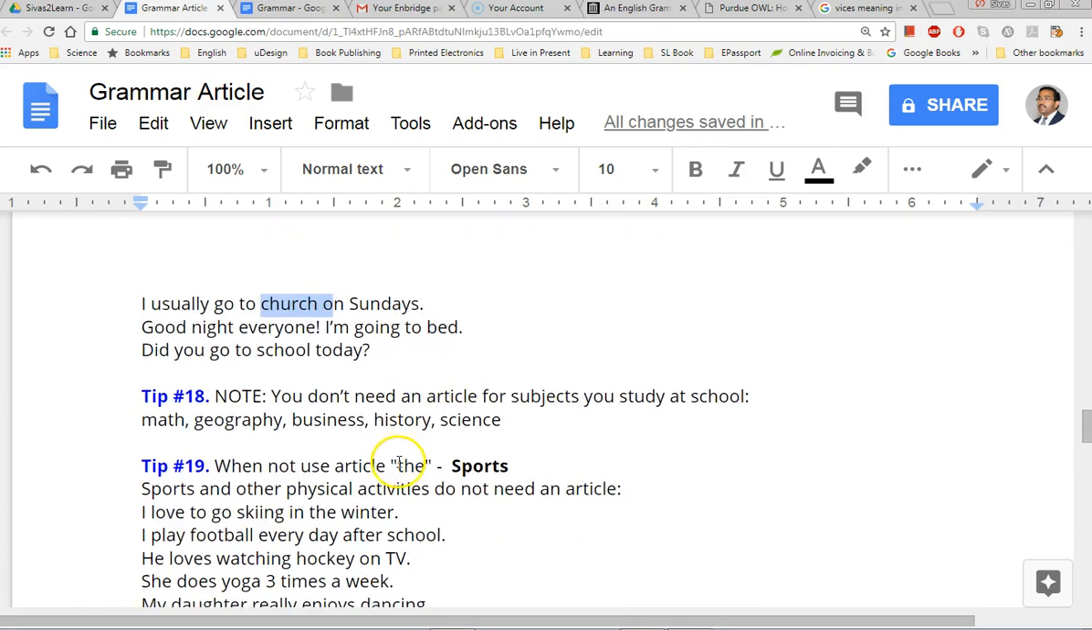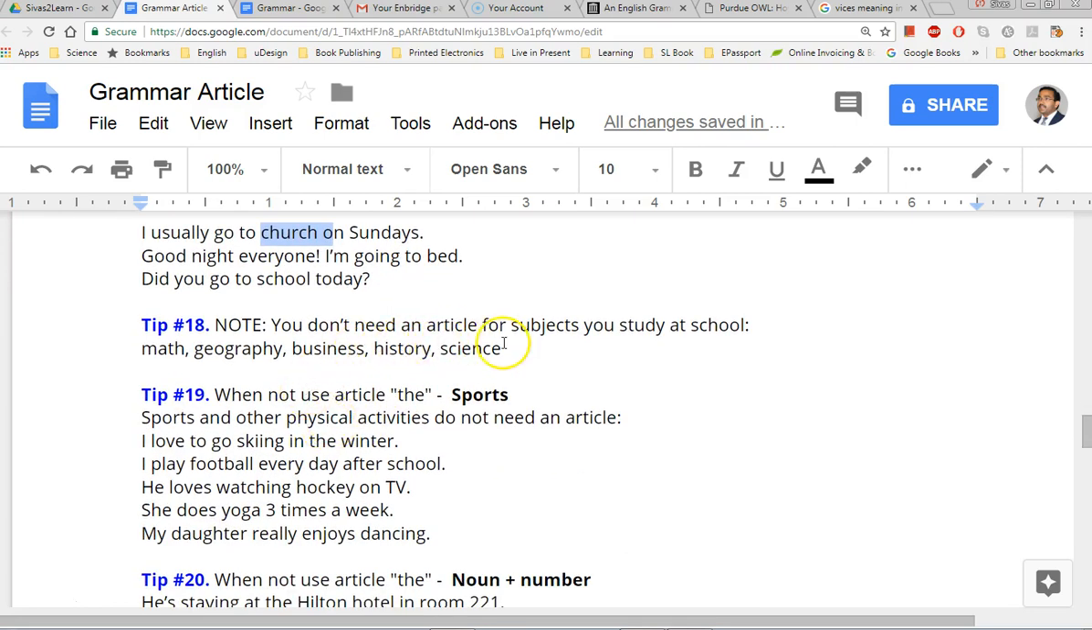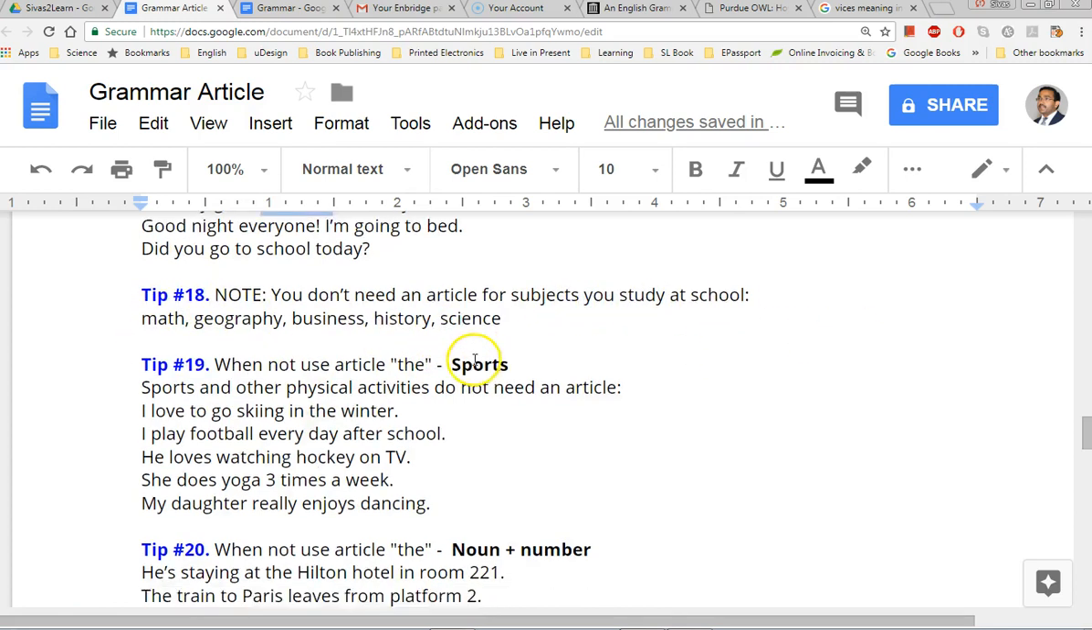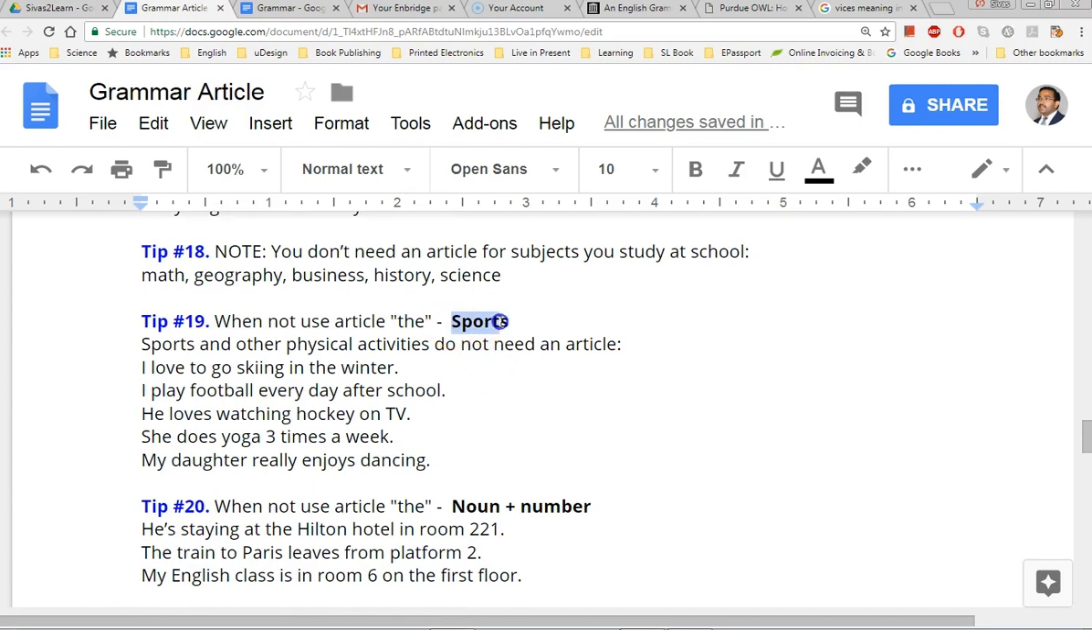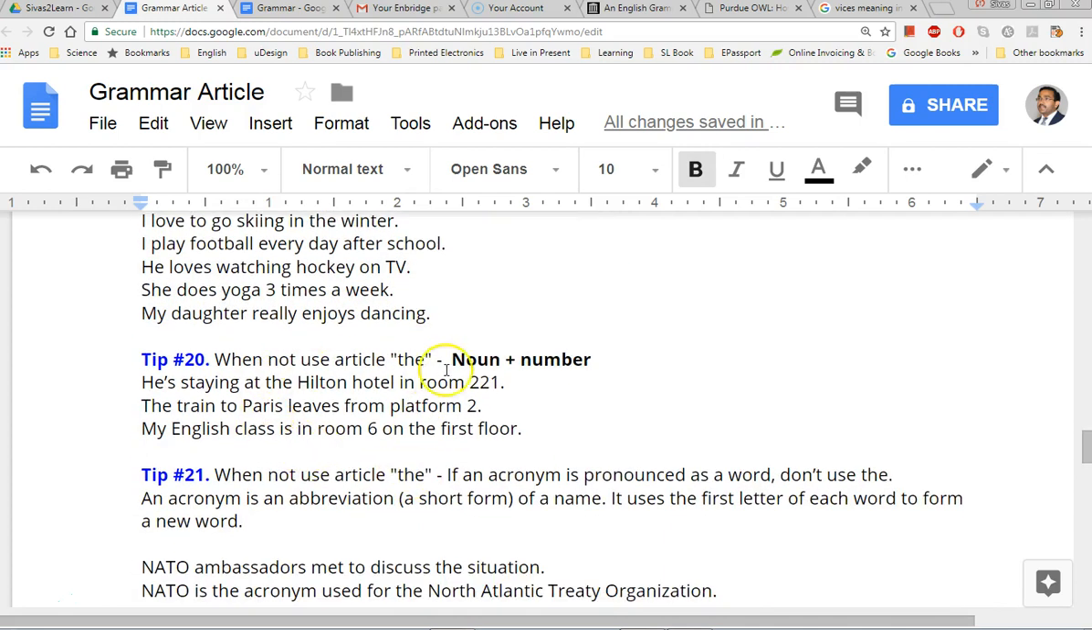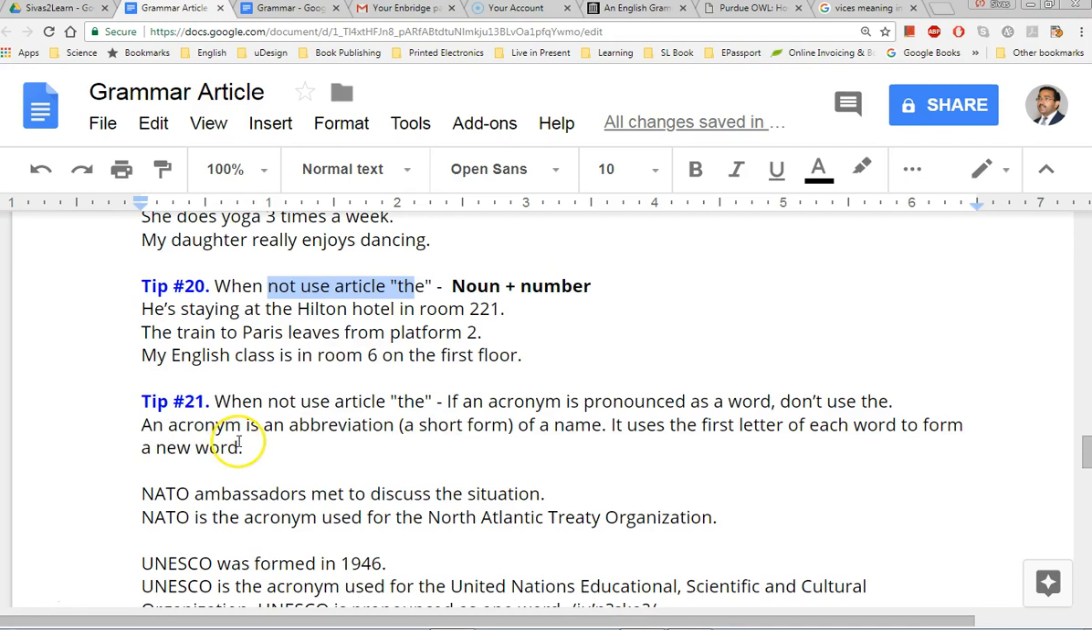Go to bed, okay? So you don't really need an article in front of subjects you study at school: math, geography, business, history, science, okay? You don't really use an article in front of sports. I love skiing. I play soccer. She does yoga. My daughter enjoys dancing, right? And also don't use an article with a noun plus number: room 221, platform 2, room 6, okay?